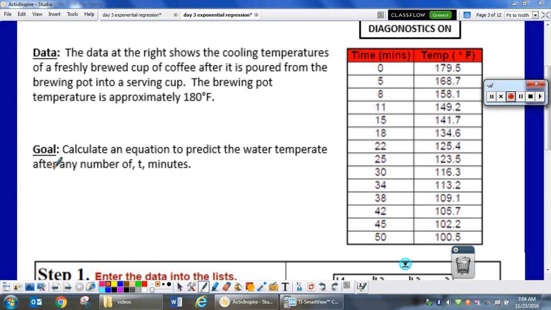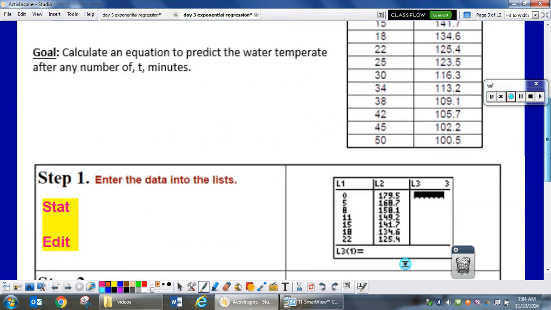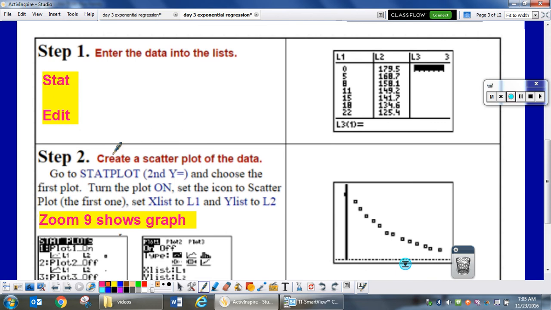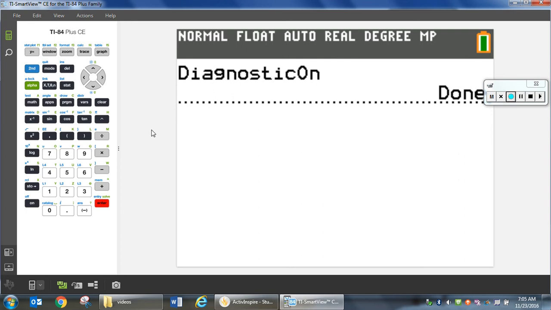Thank you. Our goal today is to calculate an equation to predict the water temperature after any number of minutes. So your first step is to enter the data into the list. So here's how you do that. You hit Stat, Edit, and you should have an L1 or an L2.